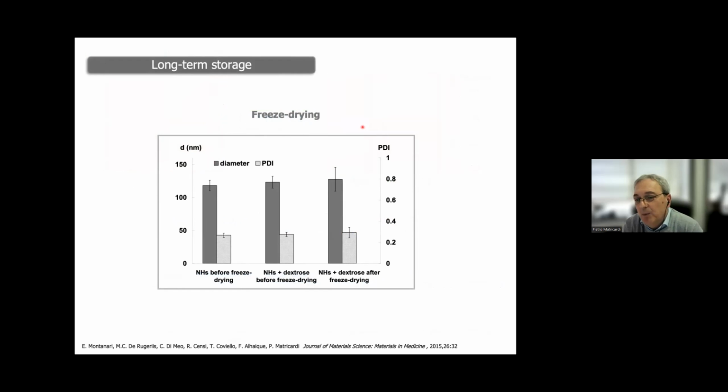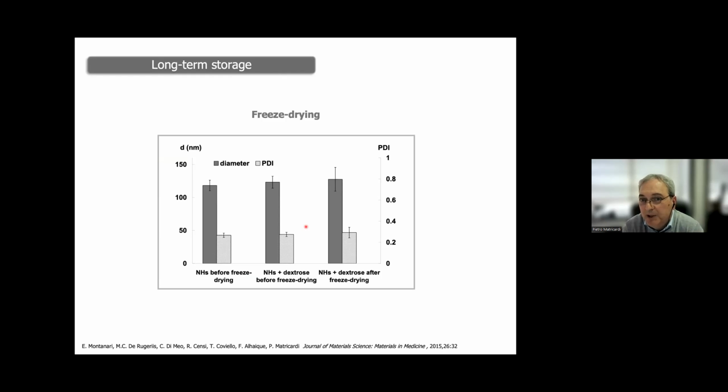But what I would like to share with you is that it is also possible to prepare them through formulations. We observed that it's possible to freeze-dry nanoparticles by using a suitable cryoprotectant, dextrose in this case. After preparing the nanoparticles, you can add the dextrose and freeze-dry the systems. At the end, you can recover the initial systems by adding water, even after 6 months, and you have no modification of the dimensions of the nanoparticles.